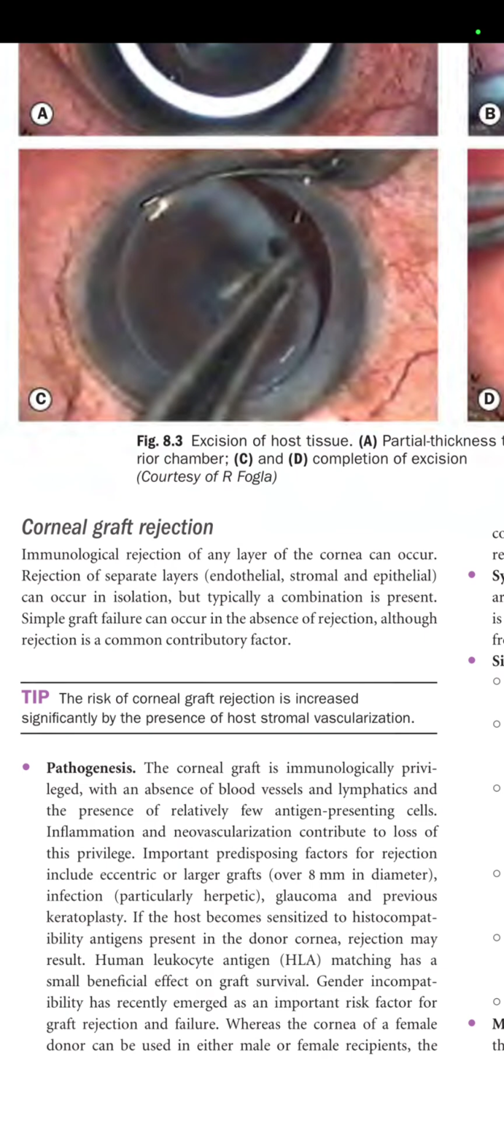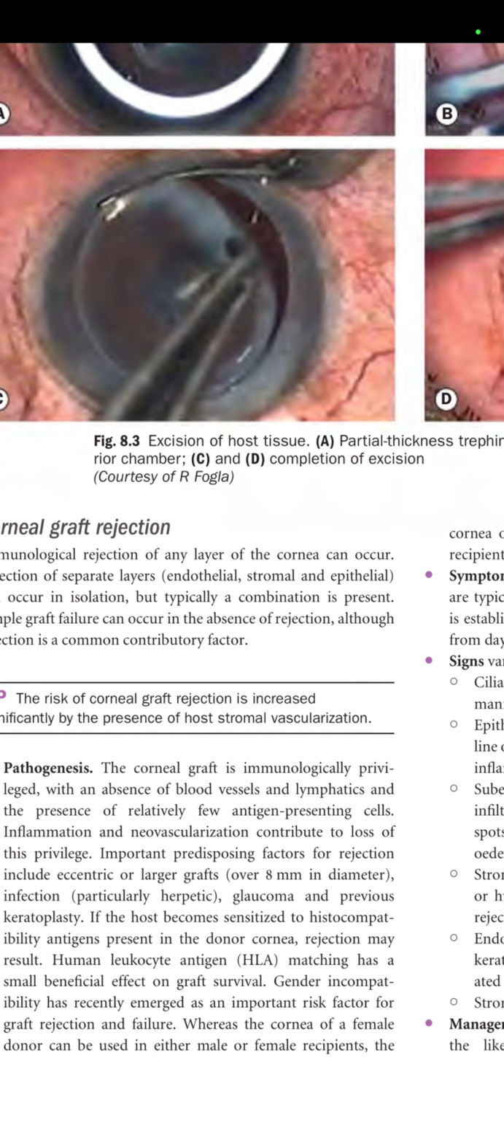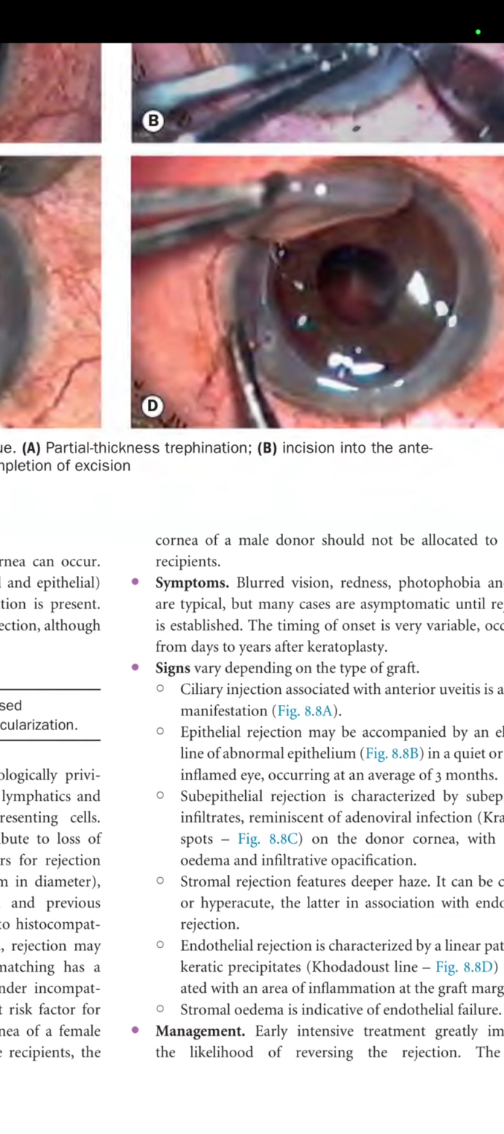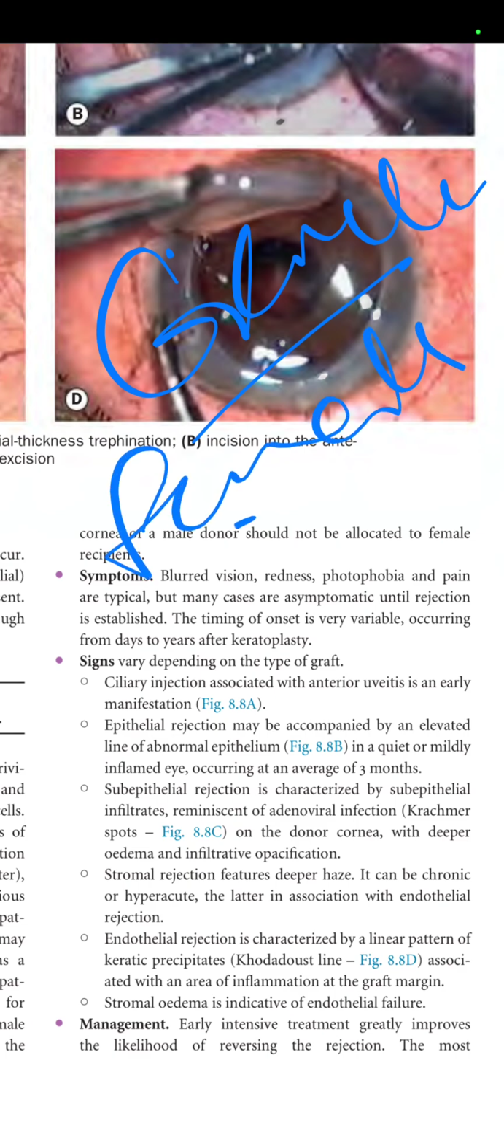If the host becomes sensitized to the histocompatibility antigens present in the donor cornea, rejection may result. Human leukocyte antigen, HLA, matching has a small beneficial effect on graft survival. Gender incompatibility has recently emerged as an important risk factor for graft rejection and failure. The cornea of a female donor can be used in either male or female recipients, whereas the cornea of a male donor should not be allocated to female recipients. So gender is something that could cause failure. Female donors can give to everyone, but male donors cannot.